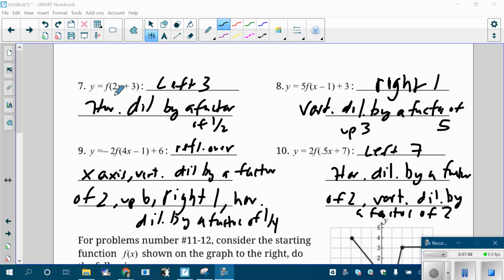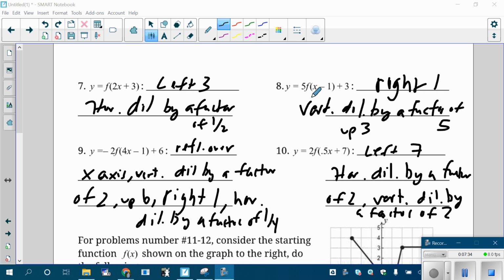Then when I thought about the order, I don't do the multiplication and then the addition. Because it's horizontal, I do it backwards. So I do the addition and then the multiplication. And the addition is the shift, and the multiplication is the dilation. So I do the shift and then I do the dilation. Okay. If you can have that down, you're going to be totally good with this trig graphing stuff.